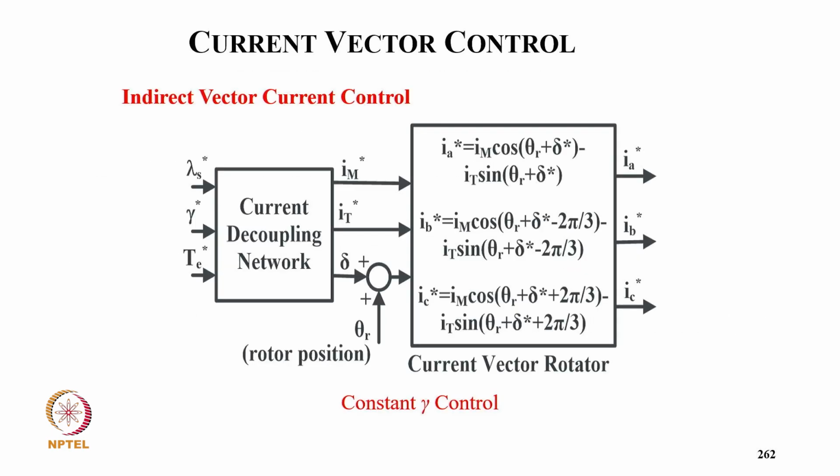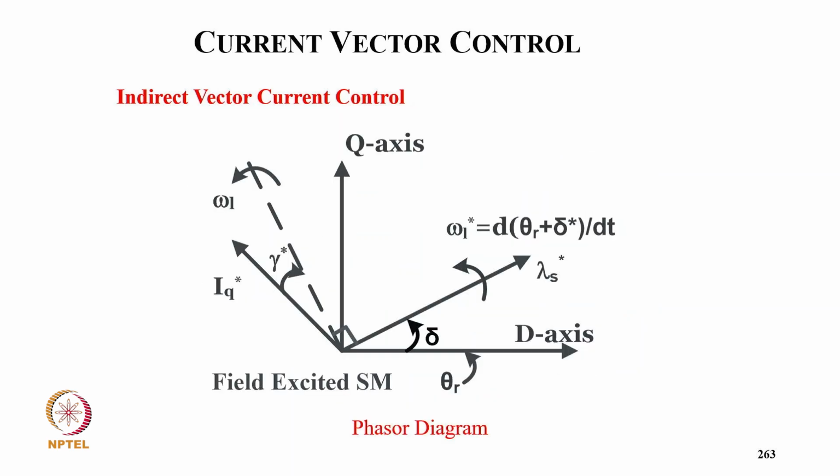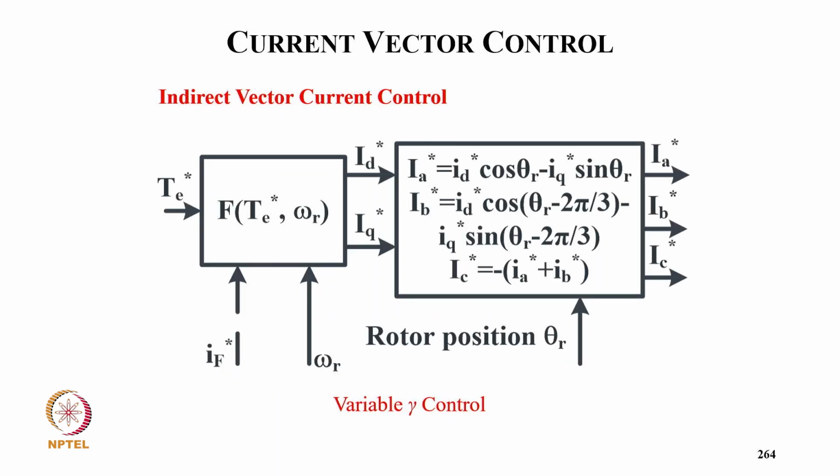So we have lambda star, gamma star, and T star coming from the control, and we get Im star, It star, and delta, and from adding theta we get the angle, and with all four inputs we get Ia star, Ib star, Ic star from this current vector rotator. This is for constant gamma control. And this is a phasor diagram for this vector control, showing how the relations are derived.